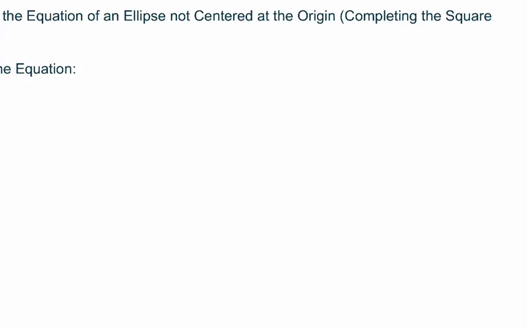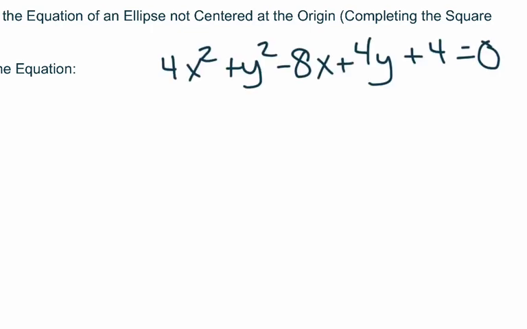Hi, and welcome back. In this video, we're going to be analyzing the equation of an ellipse not centered at the origin, using the completing the square strategy. Let's analyze the equation 4x squared plus y squared minus 8x plus 4y plus 4 equals 0.